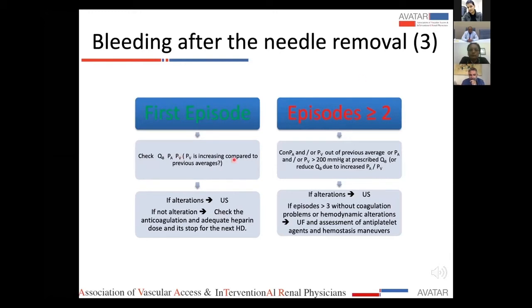It is also important to introduce the ultrasound when we have more than 2 episodes, because in this case we have to analyze the anticoagulation of the patient and we have to analyze the pressure, because if you have a high pressure in the vascular access, it means that there is a problem in the blood flow, and we have to identify the problem as soon as possible.